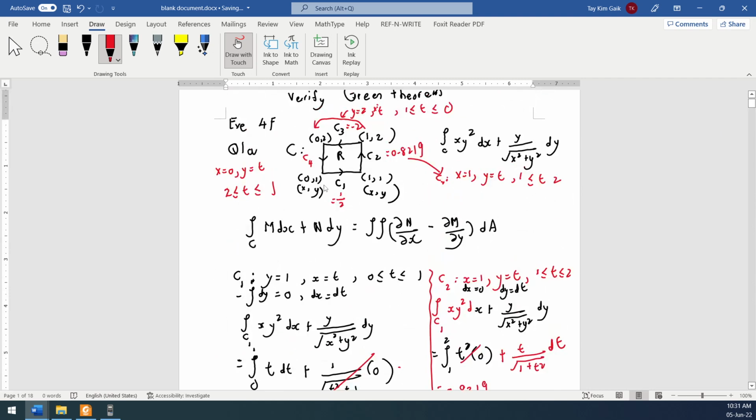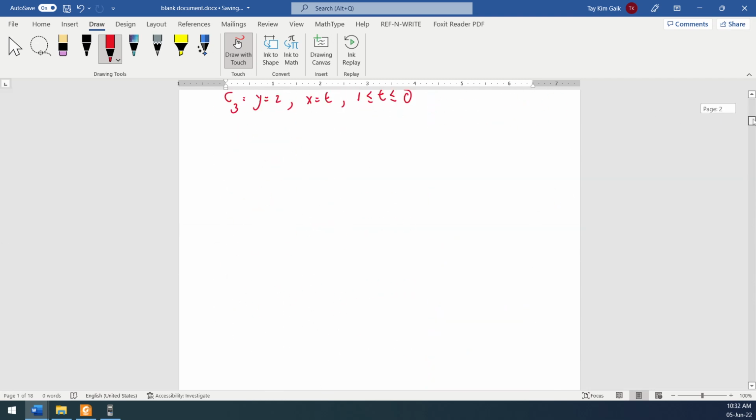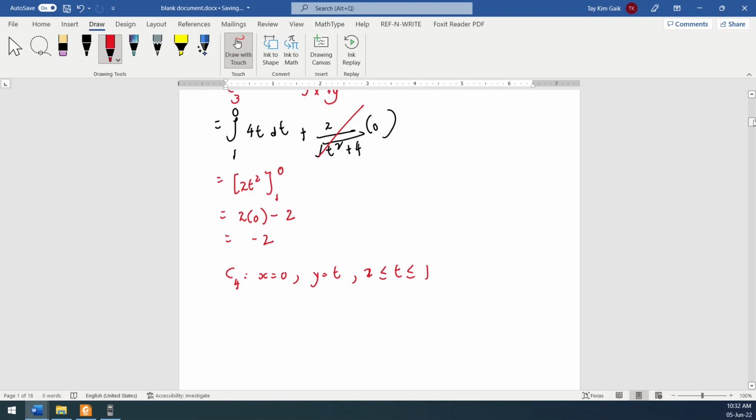Okay, t from 2 to 1, and then evaluate it on the curve C4, where the line integral is x y squared dx plus y over square root of x squared plus y squared dy.